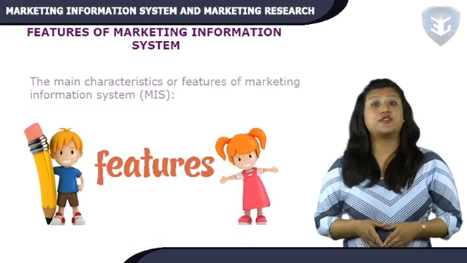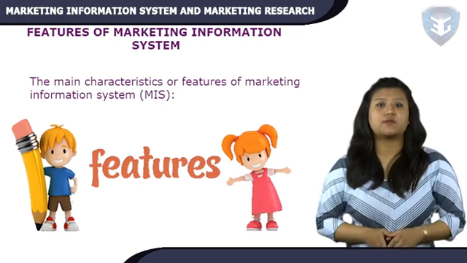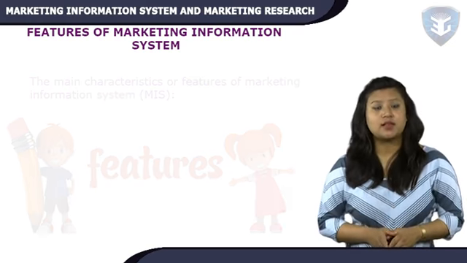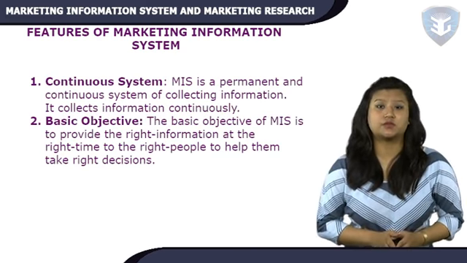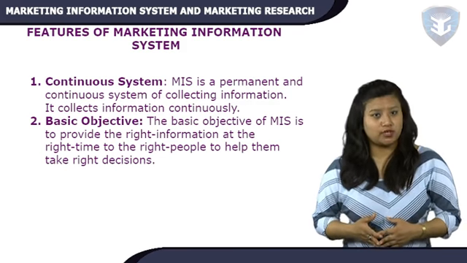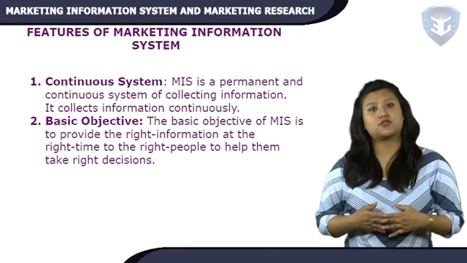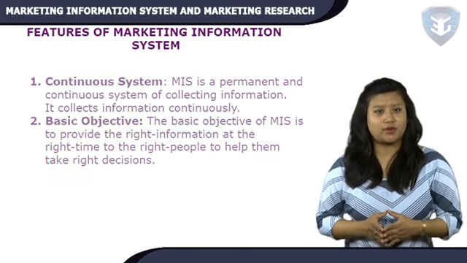Let's now discuss the features of the marketing information system. The main characteristics or features of the marketing information system, or MIS, is a continuous system. MIS is a permanent and continuous system of collecting information. It collects information continuously. The basic objective of MIS is to provide the right information at the right time to the right people to help them take the right decisions.